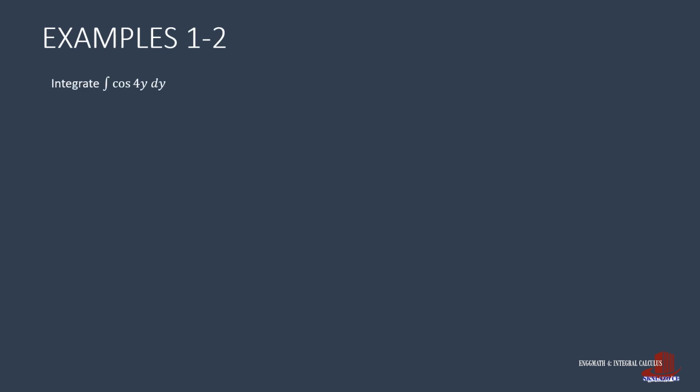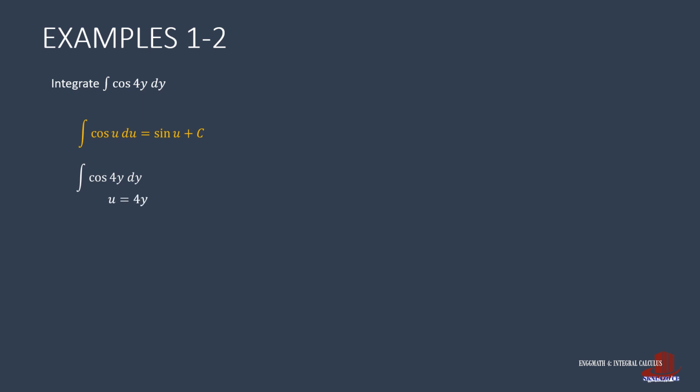The first example is finding the antiderivative of cosine 4y dy. From the list, there is the integral of cosine u, that becomes sine of u plus c. So take a closer look at the integral.